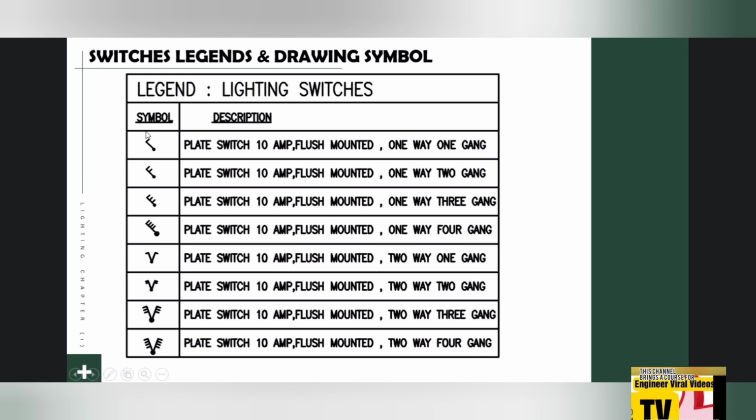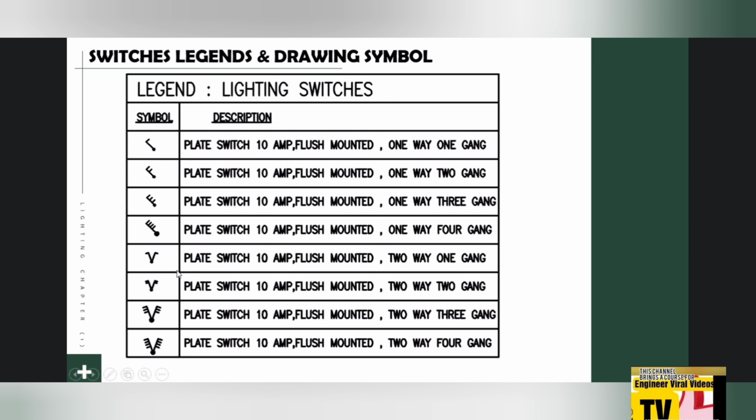Here, this symbol refers to a plate switch, 10 ampere, flush mounted, one way, one gang, and this switch is also a plate switch, 10 amperes, flush mounted, one way, 2 gang, and here this is for one way 3 gang, and here one way 4 gang.